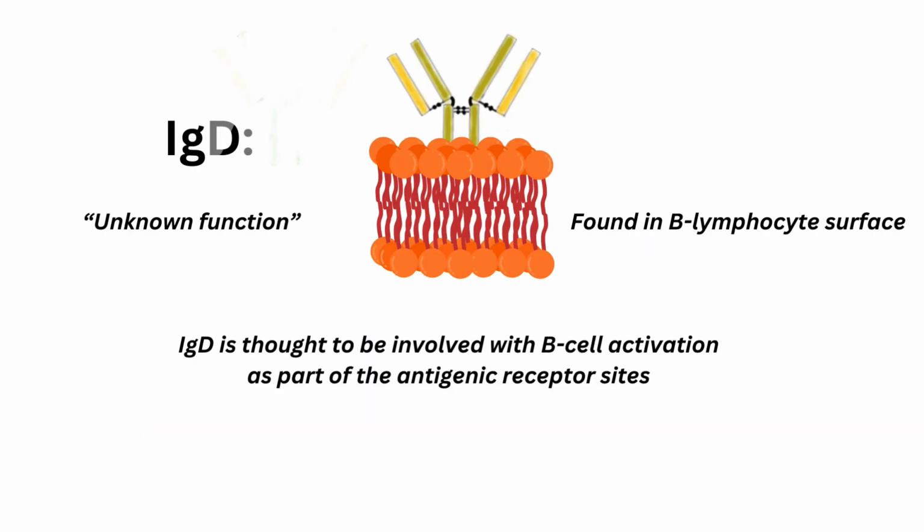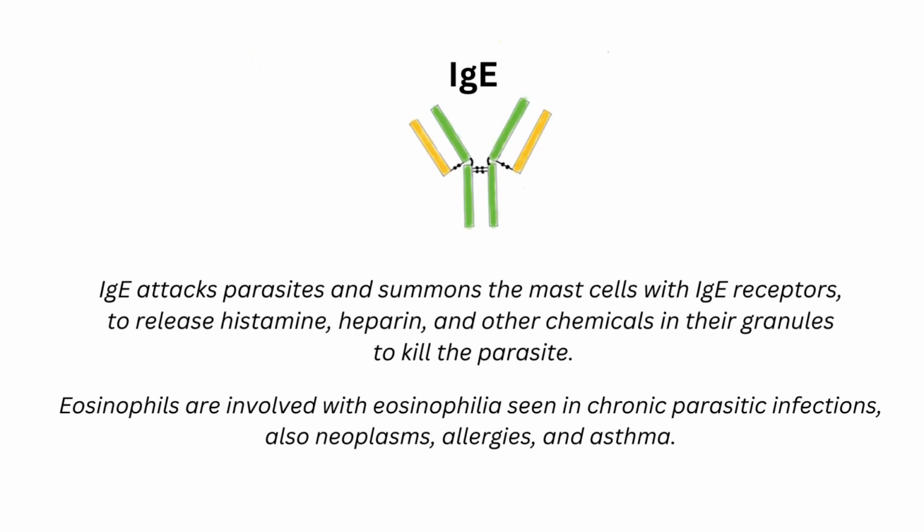The ASCP study guide states that the main function of IgD is in B cell development, because it is the isotype of surface immunoglobulin of immature B cells. IgE attacks parasites and summons the mast cells with IgE receptors to release histamine and other chemicals in their granules to kill the parasite. Eosinophils are involved in eosinophilia seen in chronic parasitic infections, also neoplasms, allergies, and asthma.